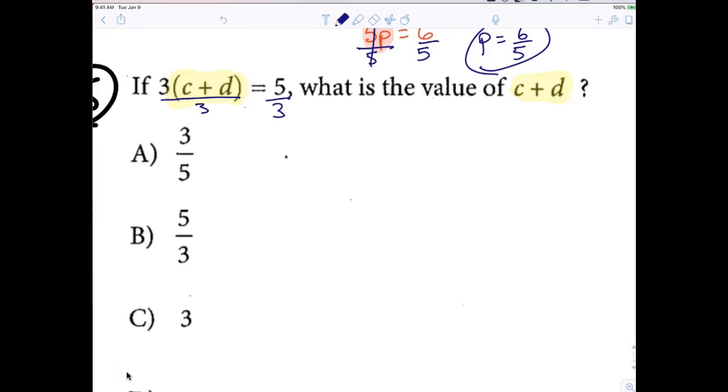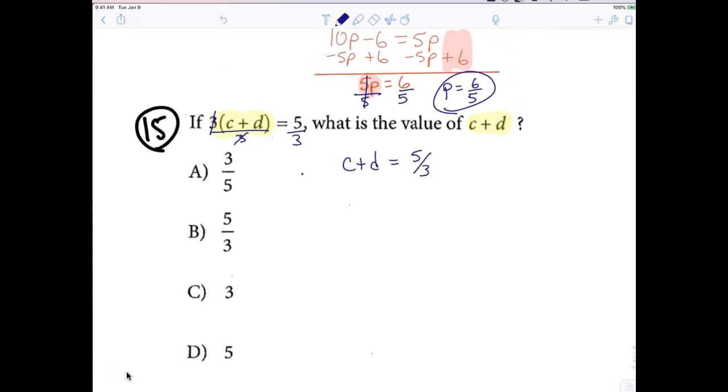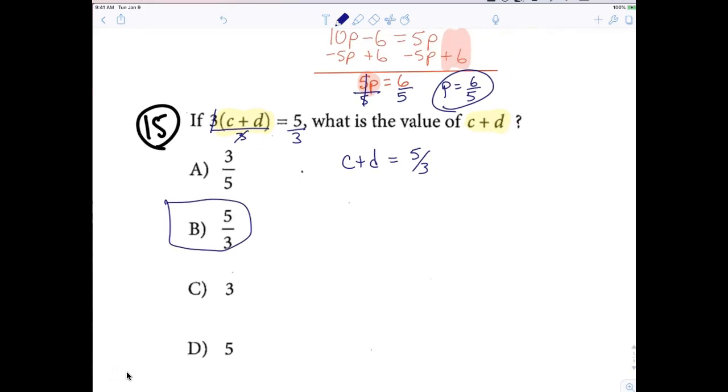Now on the left side, what happens to the 2 3s? They cancel out. That's exactly correct. So C plus D is equal to 5/3. Do you agree with that? Mm-hmm. Anybody have any issues? All right, so my correct answer for number 15 was B.